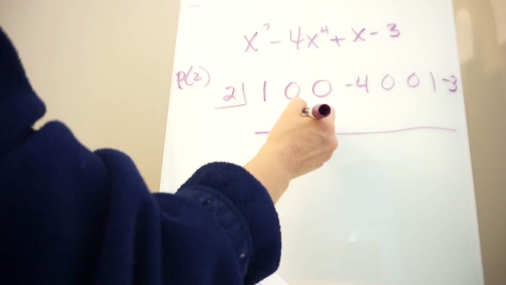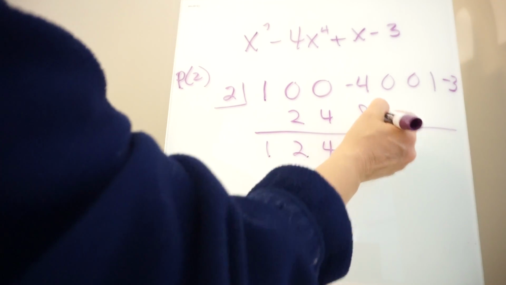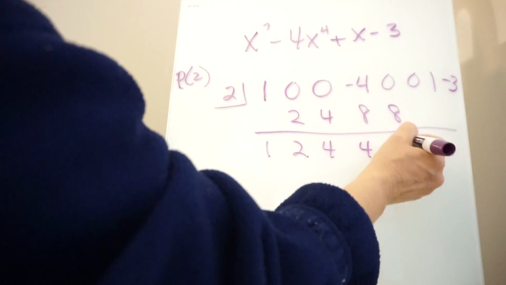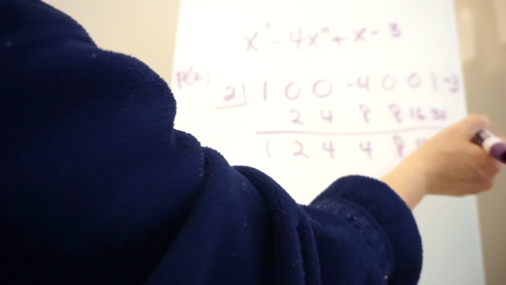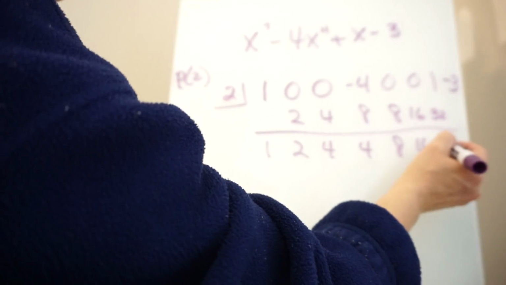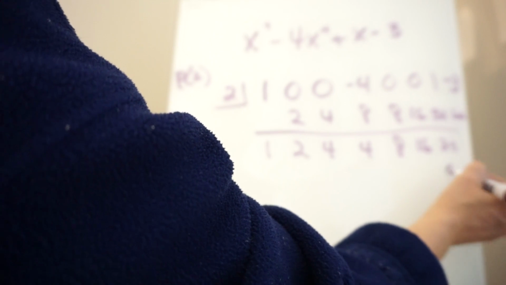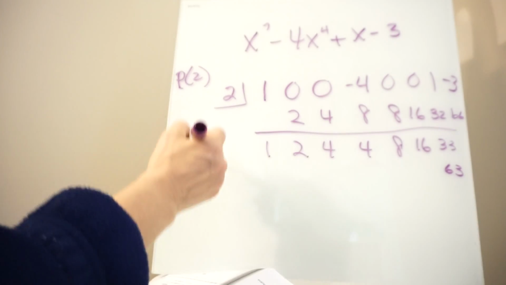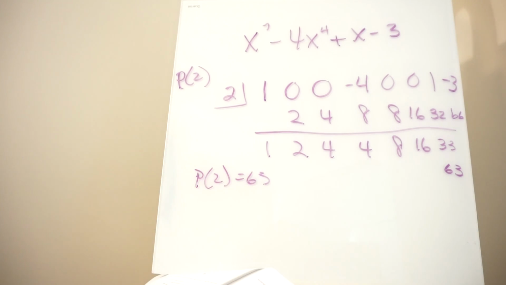All right. Bring down the 1, multiply, add, multiply, add, multiply, add, multiply, add, multiply, add, and multiply, add, multiply, and our remainder is 63, so we know p of 2 is equal to 63. And that's it for lesson 115.